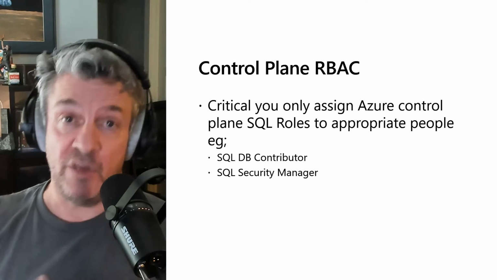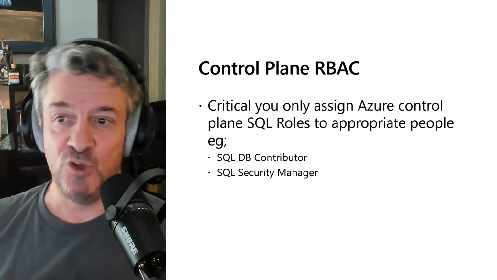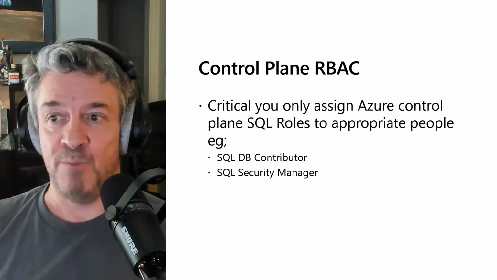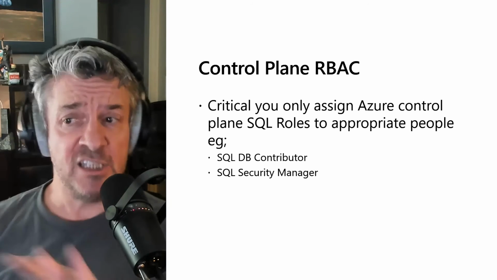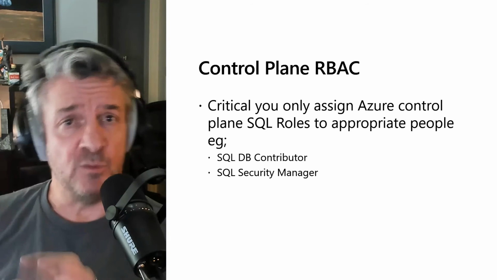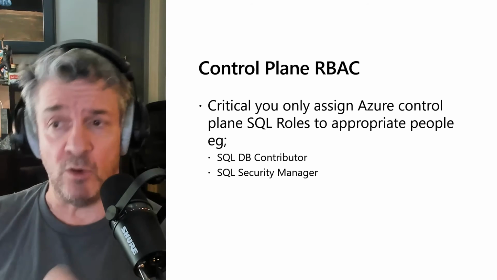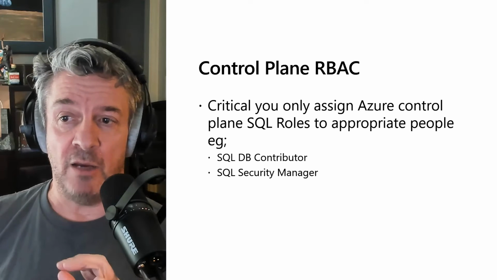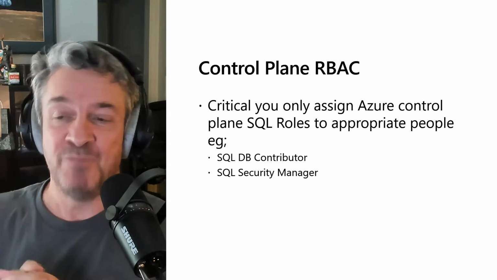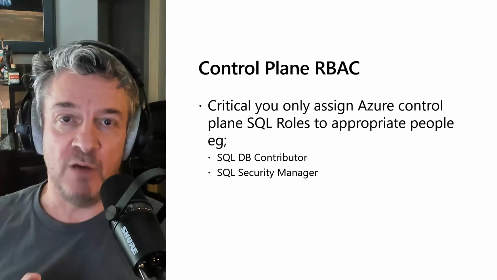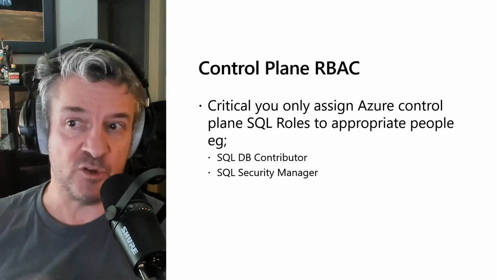Then you got SQL Security Manager, which is kind of the opposite. They can do security policies and so on, but they can't spin up, say, a new database instance, and they certainly can't look at the data. So this is two examples of different roles, control plane roles, that are opposite ends of the spectrum, right? You don't want to grant someone both these roles at the same time. So these are examples of control plane, a couple of control plane roles.